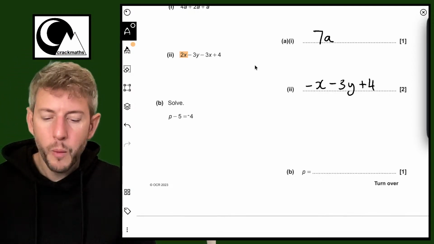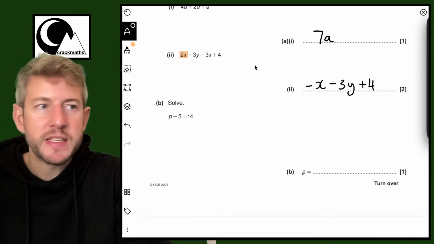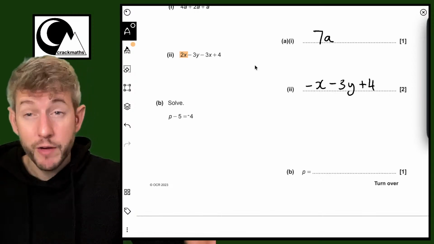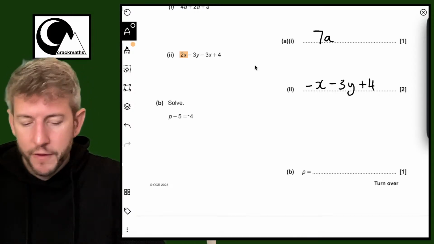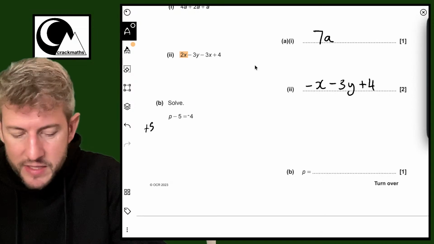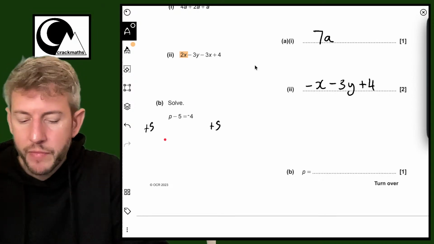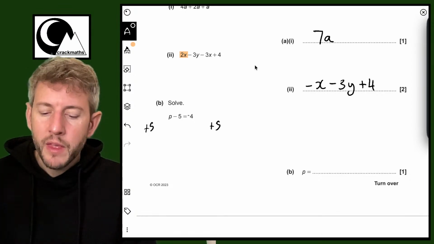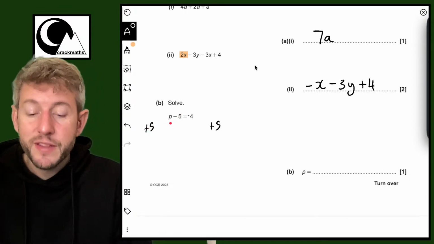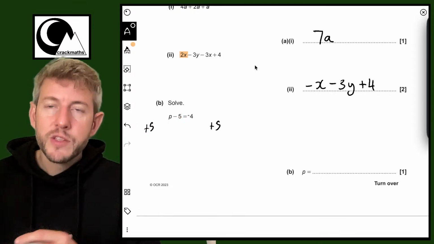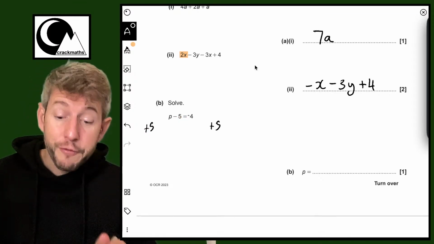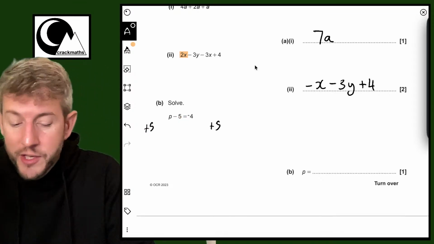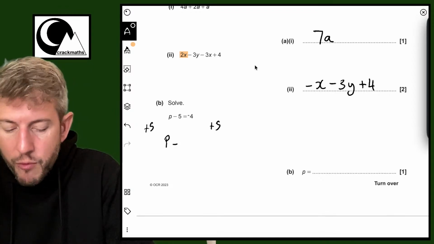Right, so what we've got to do here is get rid of this negative 5. The way that we get rid of a negative 5 is by adding 5 to both sides. So I'm going to add 5 to this side and add 5 to this side. Remember, you only add like to like. So this 5 is being added to this minus 5. Minus 5 add 5 makes 0. Well, that's why I chose 5. So this side is just left with p.